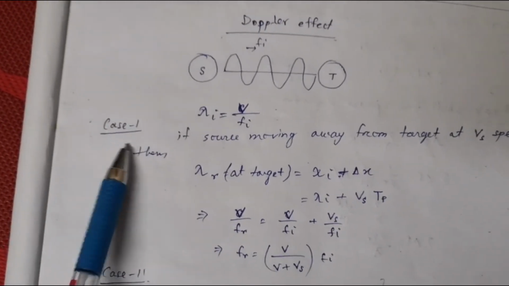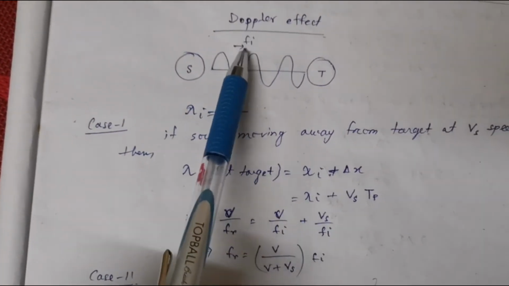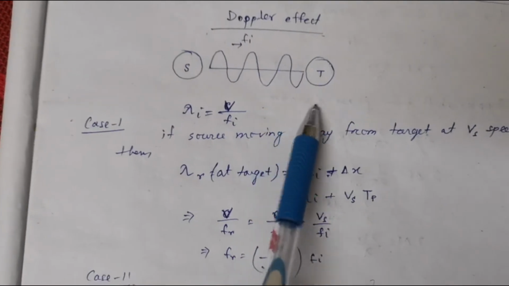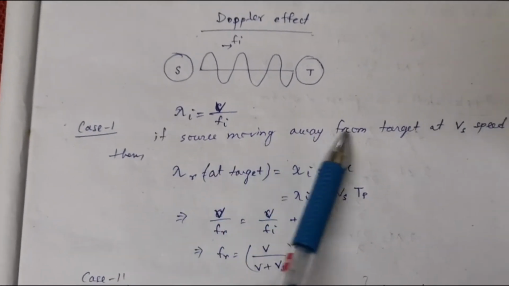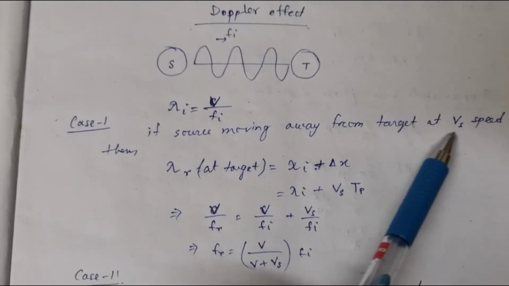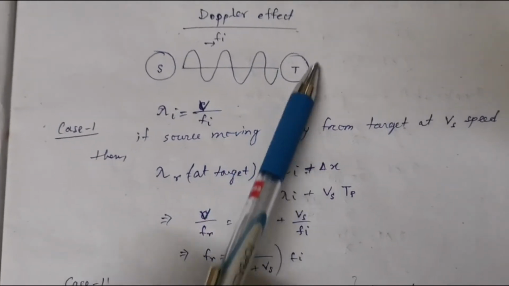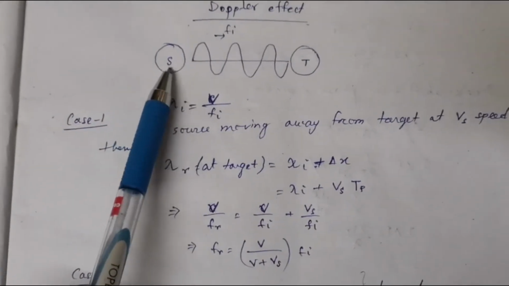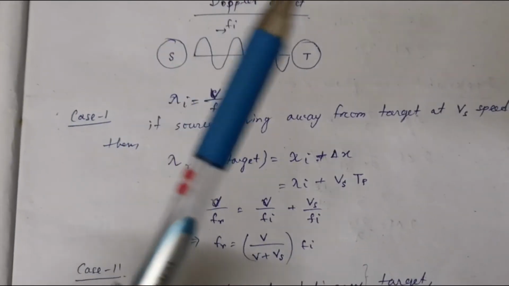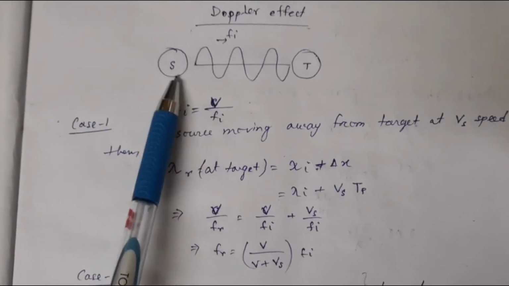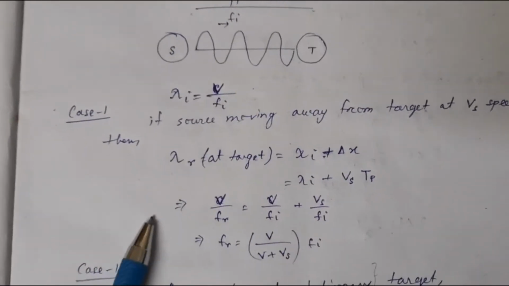Suppose in case 1, the source is sending a signal with a frequency Fi to a target T, but the source is moving away from the target at some speed, say Vs. So in this case the target is stationary whereas the source is moving. What will be the effect of this velocity Vs on the received frequency at the target?